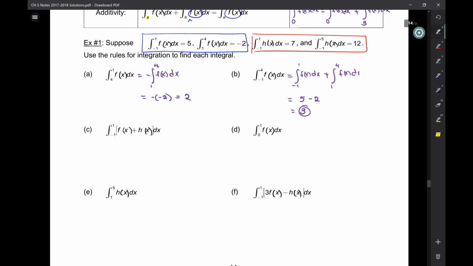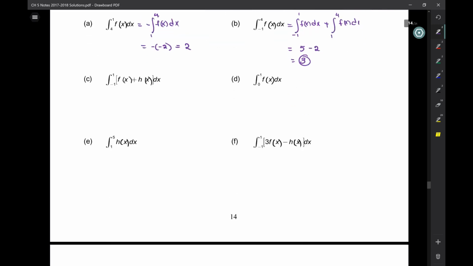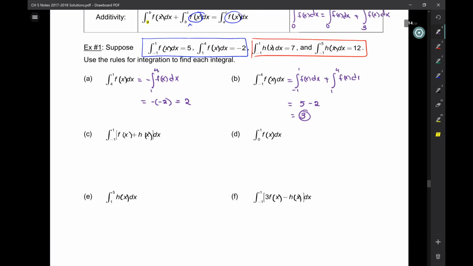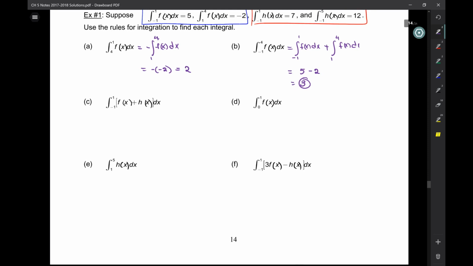So look, this goes from negative 1 to 1, and then this goes from 1 to 4. So you're just trying to make them match. Why did you do 5 minus 2 instead of 5 plus 2? Because the value of this is 5 and the value of this is negative 2. Oh, I thought it was 2 from the last problem. Yeah.